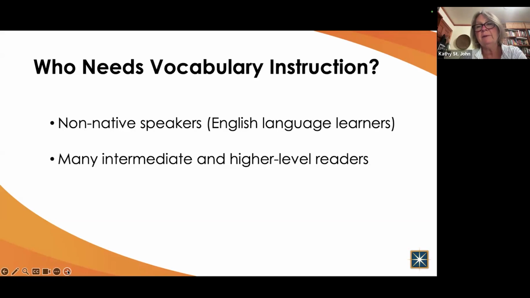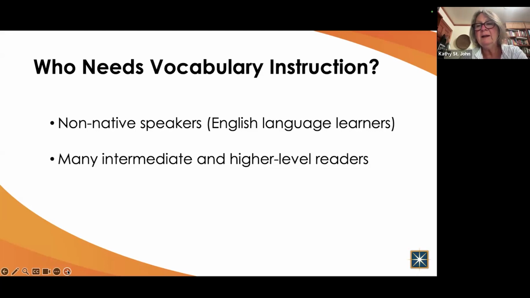So who needs vocabulary instruction? Certainly English language learners, right? People who do not have English as their first language. Of course, they have a whole language to learn. And so absolutely they need vocabulary.